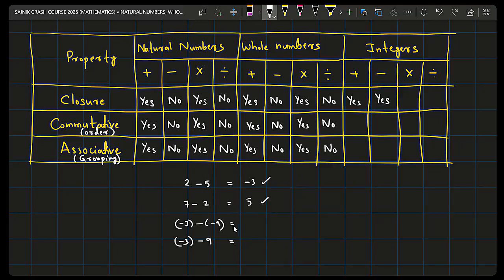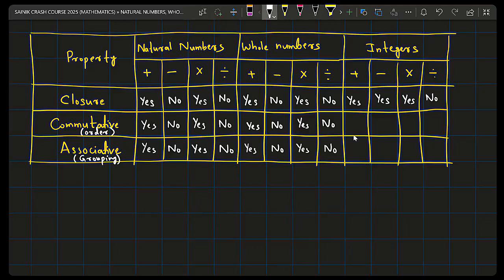Now let us open the brackets here, minus 3. Minus of minus is going to be plus. So minus 3 plus 9 is going to be 6. This is also an integer. Minus 3 minus 9 is minus 12. This is also an integer. That means you take any two integers and subtract, always you are going to get an integer only. So the answer is yes. And multiplication, obviously, yes. You take any two integers and multiply, you get integers only. But division, you take any two integers, like I'm taking 5 and 6. 5 is an integer, 6 is an integer. But 5 divided by 6 is not an integer.